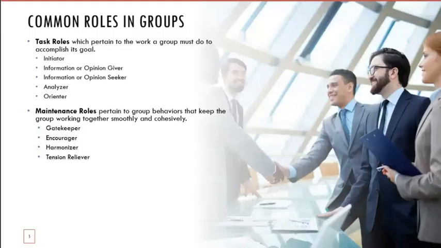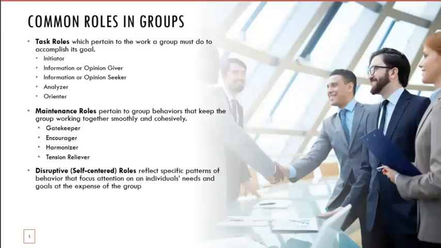A good example of this is maybe if you've ever been in a discussion that's been very heated or very emotional and someone makes a joke to lighten up the moment. While task and maintenance roles are positive and have a positive influence on the group's productivity, the third category, disruptive roles, are negative. Disruptive or self-centered roles reflect specific patterns of behavior that focus the attention on an individual's needs and goals at the expense of the group.